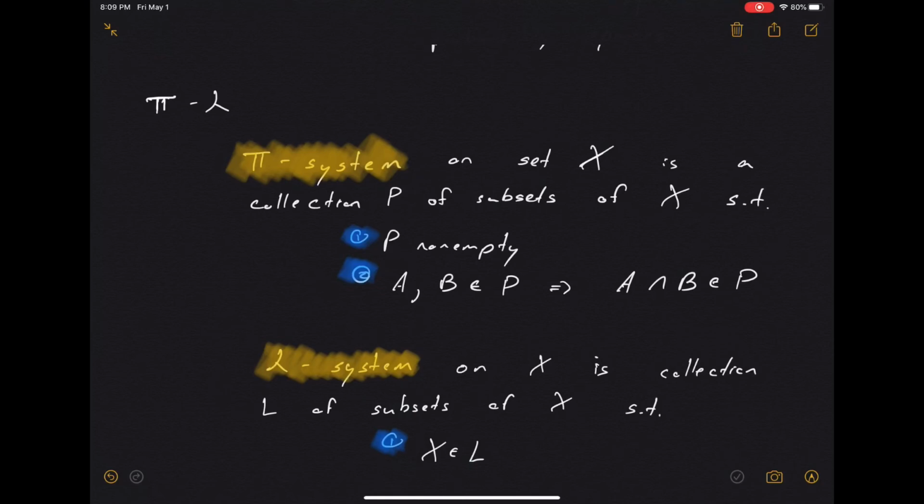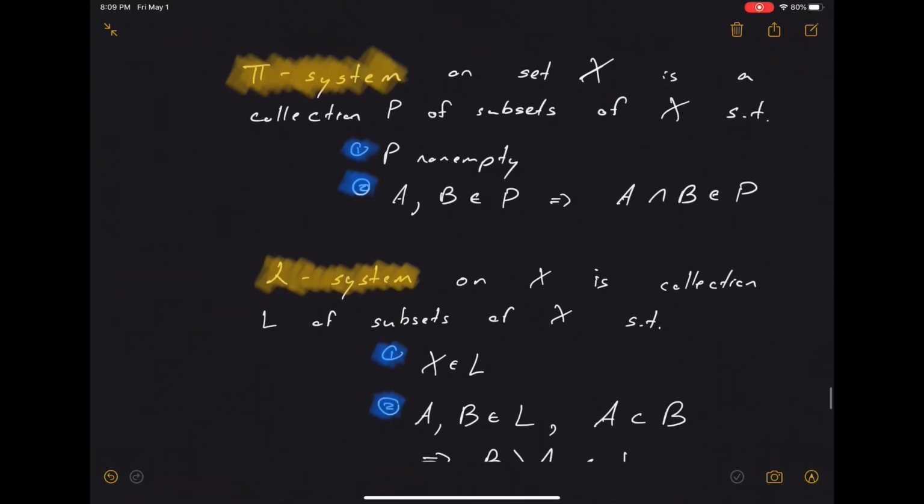So a pi system on a set X is a collection P of subsets of X such that the collection is not empty, and if A and B are in P, then their intersection is in P as well. So it is closed under finite intersections.